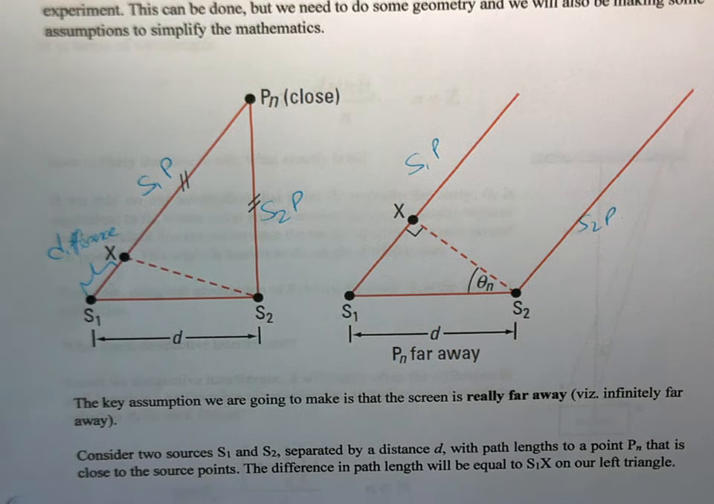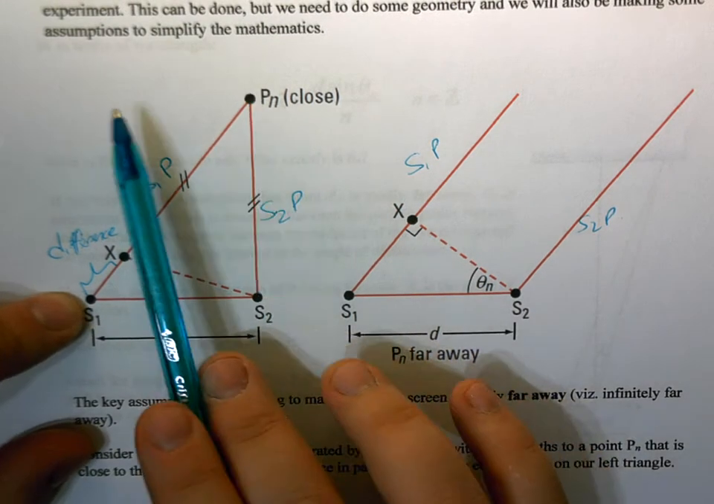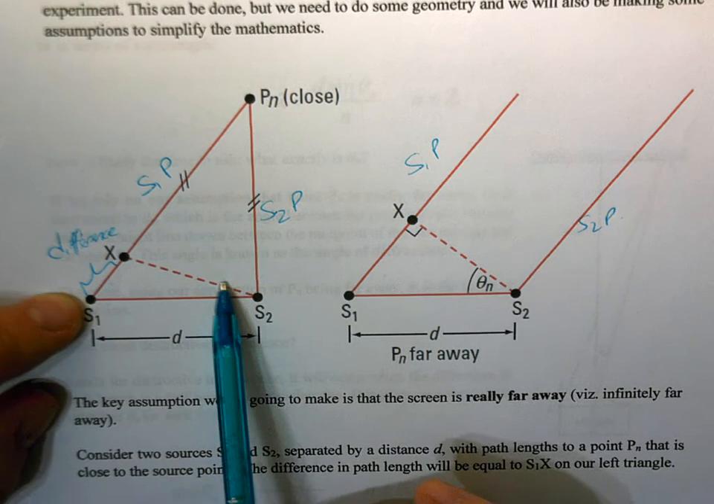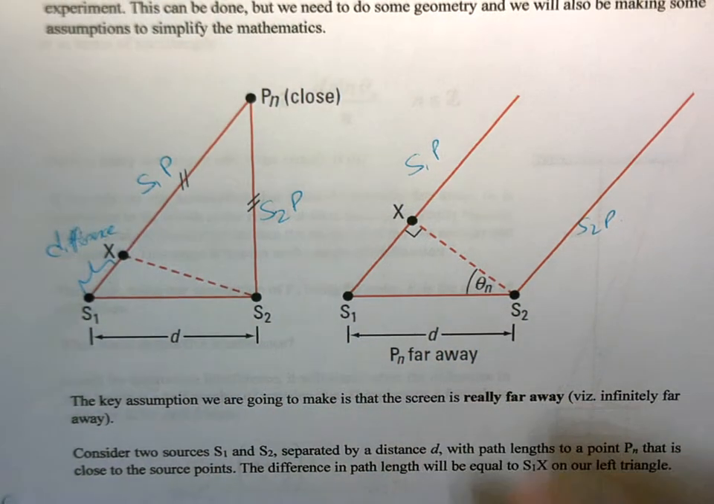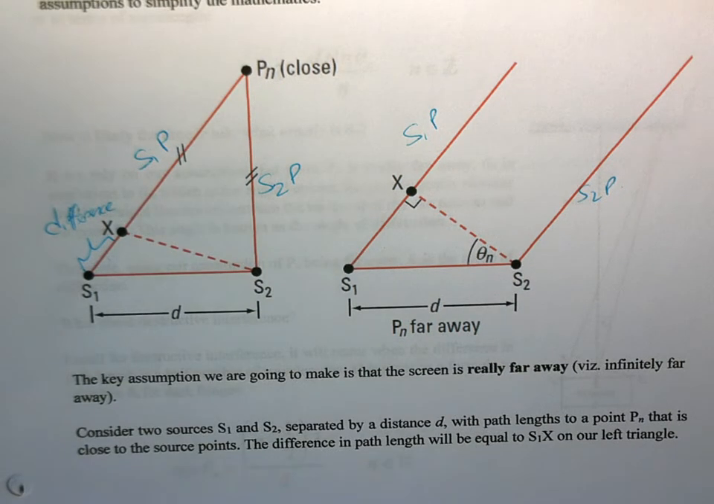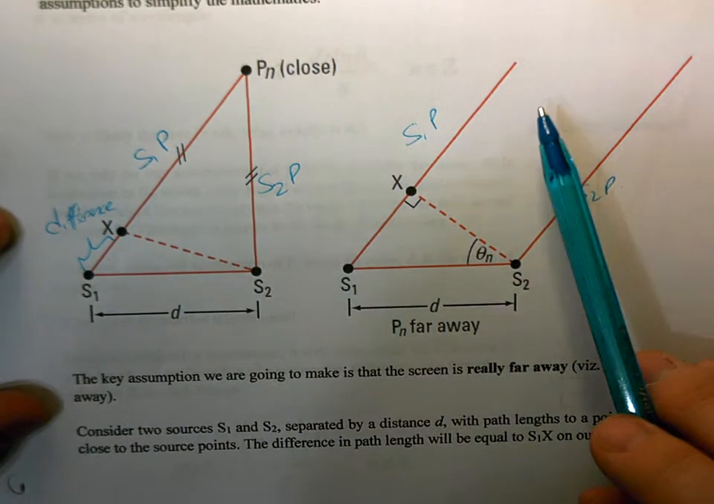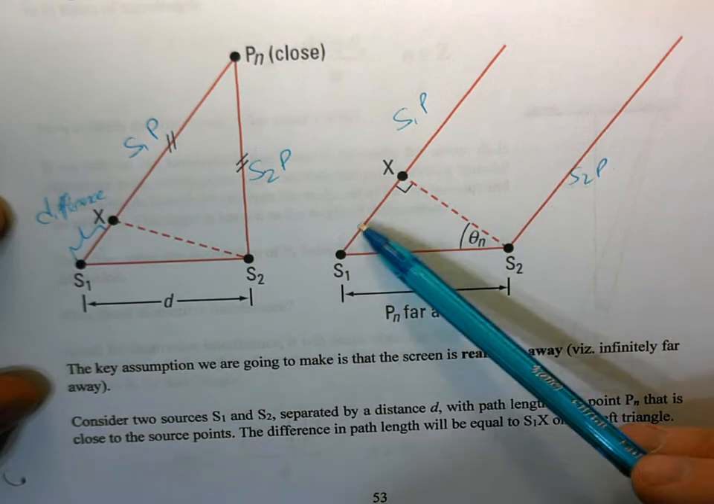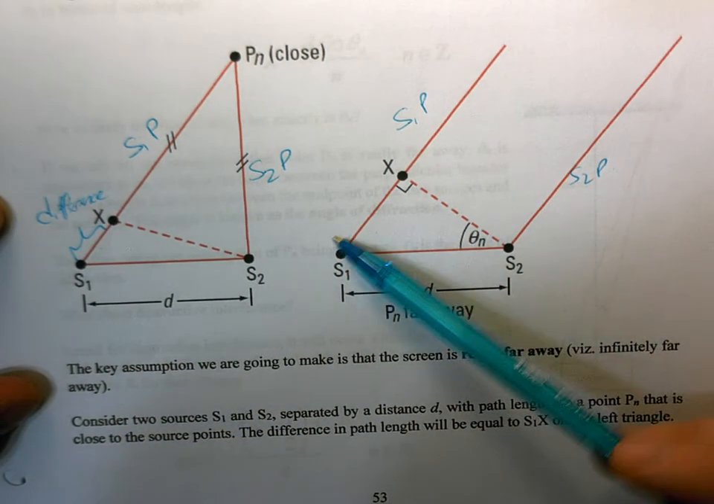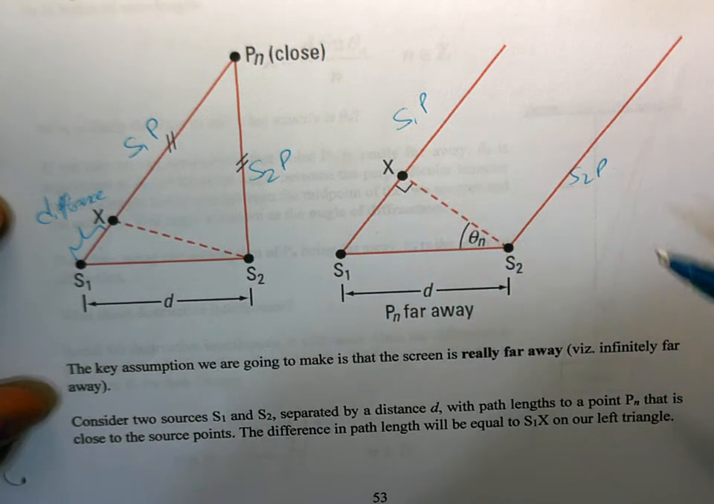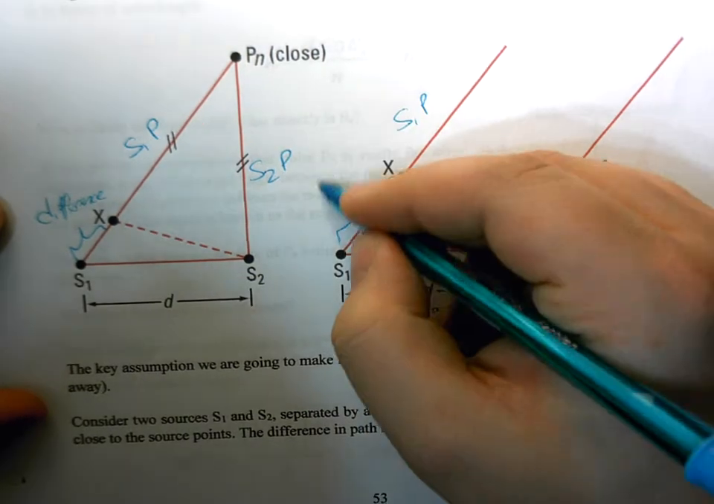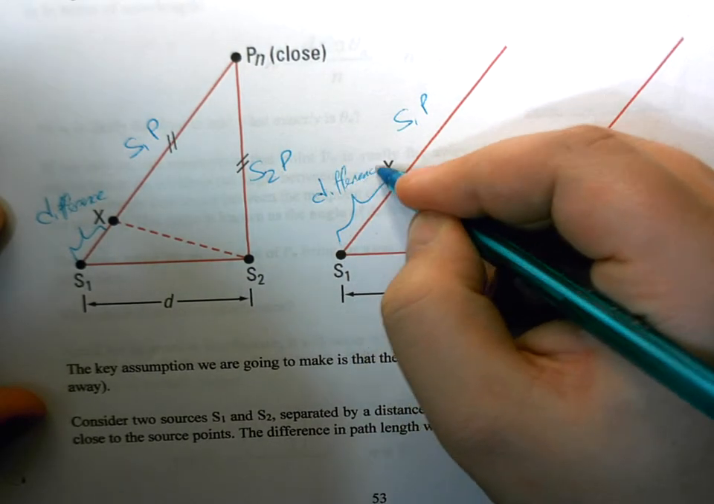Now, for the most part, this assumption works out okay, but understand that it does have some limitations. So this is assuming that our screen is quite close to the slits. Well, if we take the screen and move it far and far and far away, or we say it's infinitely far away, the farther we move it, the more likely these two paths are going to end up being parallel with one another. And then that difference in path length is still going to be here.